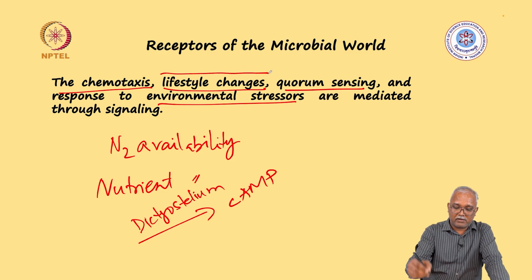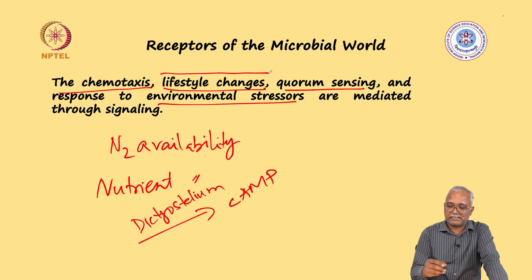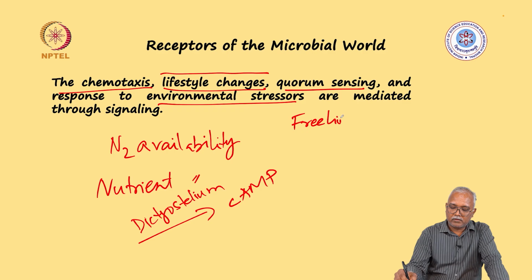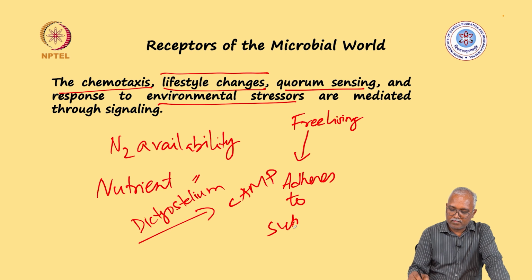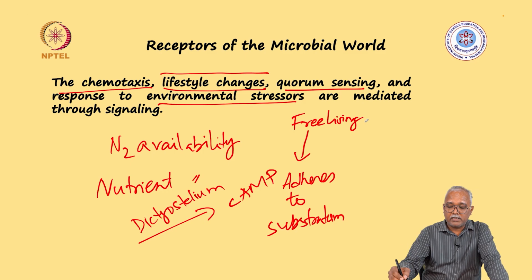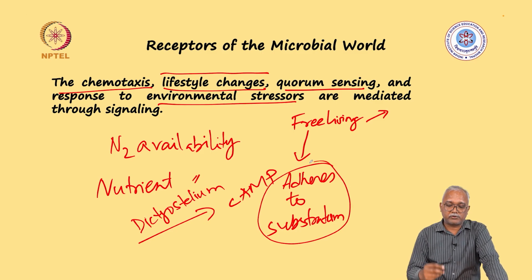What you may wonder about is what we mean by lifestyle changes. Here I mean that some bacteria undergo a change from free-living, floating and moving bacteria to something which adheres to a substratum. Also, when they are having food, enjoying nutrient, they are freely floating and moving around, but when it's time to divide, they adhere to a substratum and then undergo division. So this is the lifestyle change which happens there.